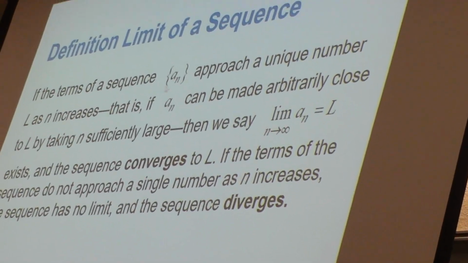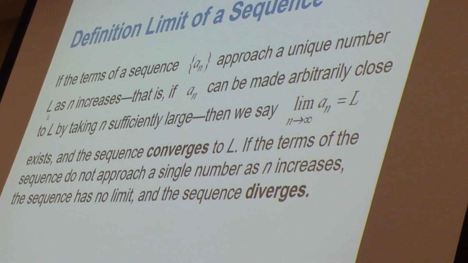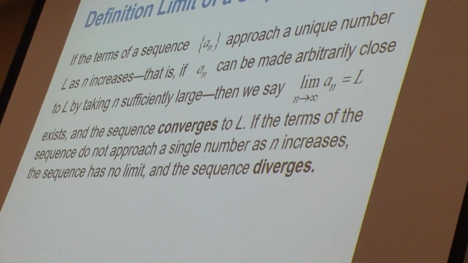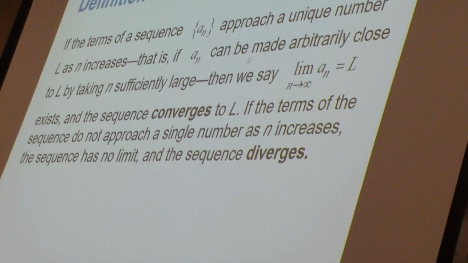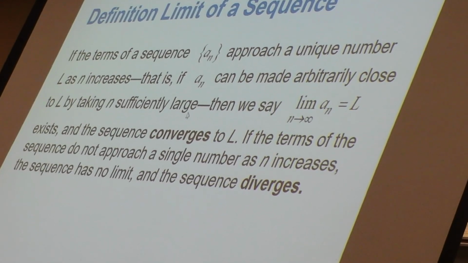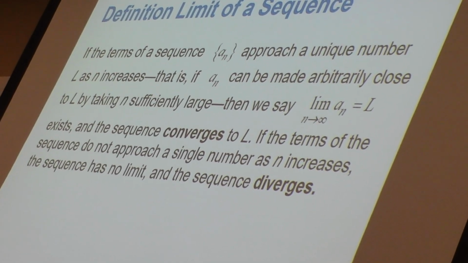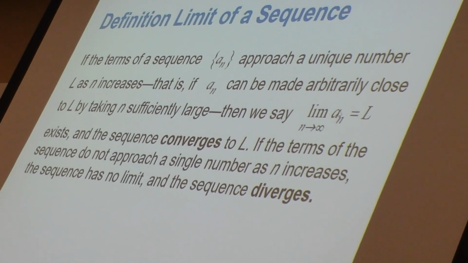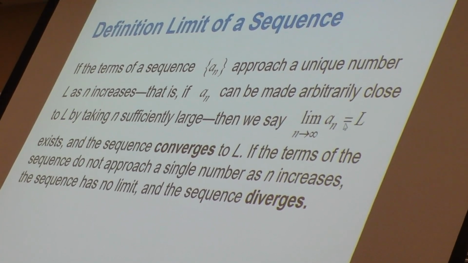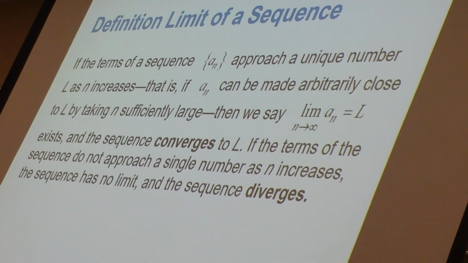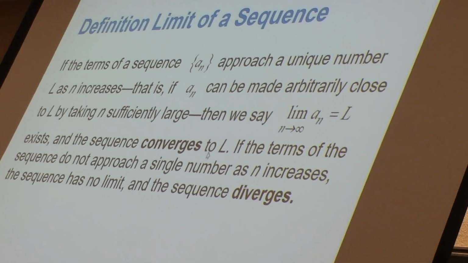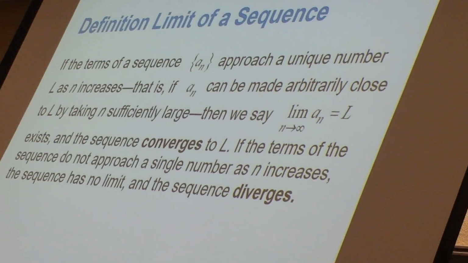If the terms of a sequence, a sub n, approach a unique number L as n increases, that is, if a sub n, this is a sequence, not a series, we're not adding yet, can be made arbitrarily close to L, as close as we want by taking n sufficiently large, then we say the limit of a sub n as n goes to infinity equals L. That means a sub n approaches L, the limit exists, and the sequence converges to L. So whenever it equals a finite value, we use the word converge. It converges to that number.